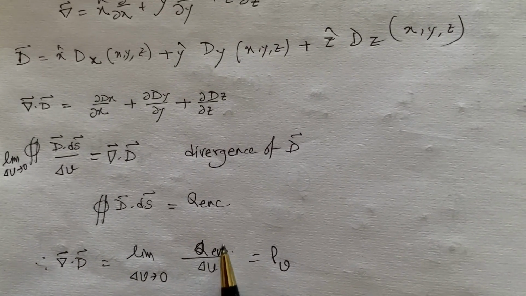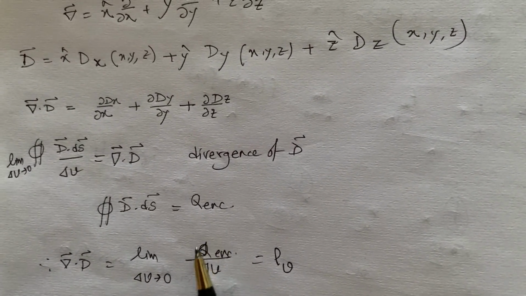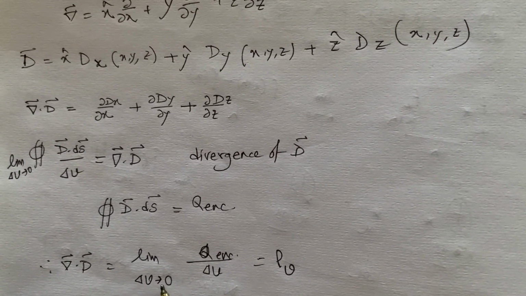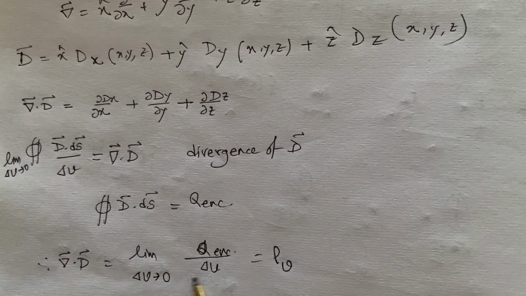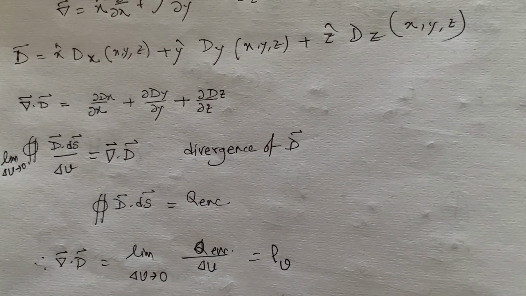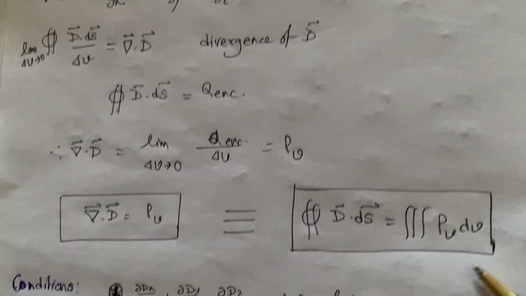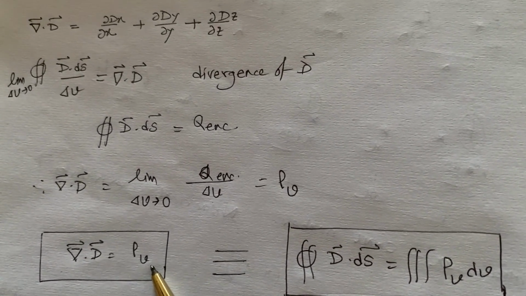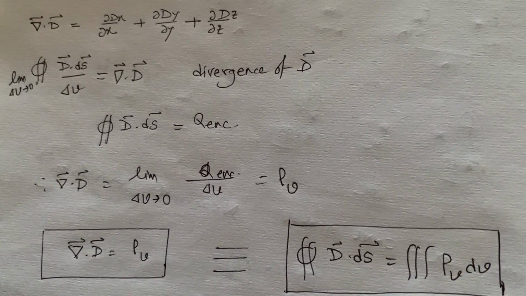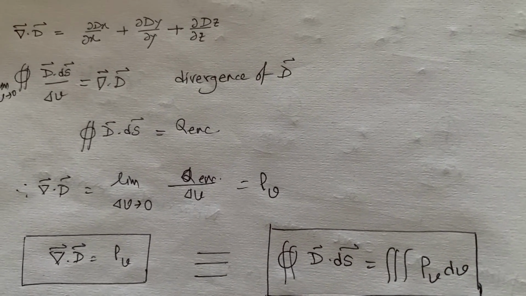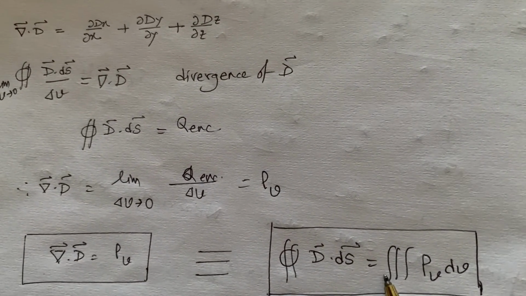And when I am writing Q enclosed, that is the total charge enclosed by the volume, and making the differential volume tend to 0, I can easily call this one rho v, or the volume charge density. So divergence of D essentially becomes rho v, that is equal to the volume charge density, and this is the differential form of Gauss's law, and this is equivalent to the integral form of Gauss's law.